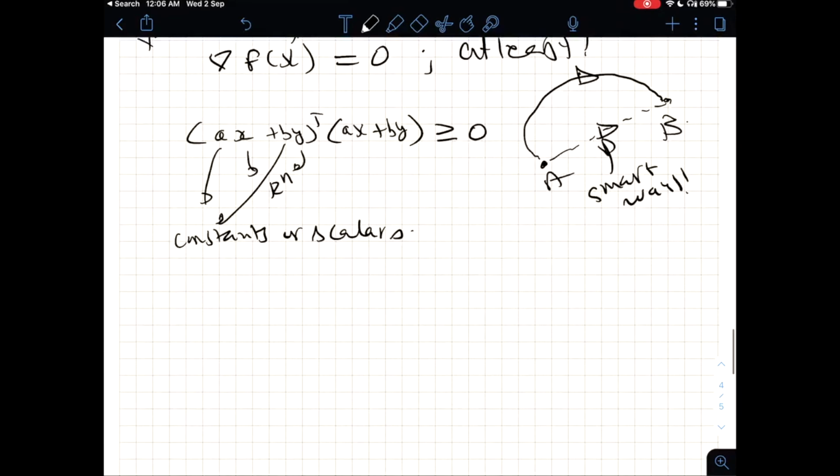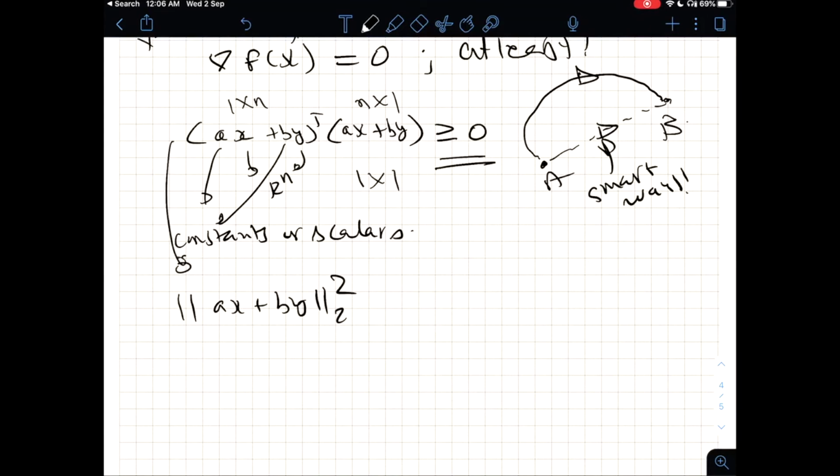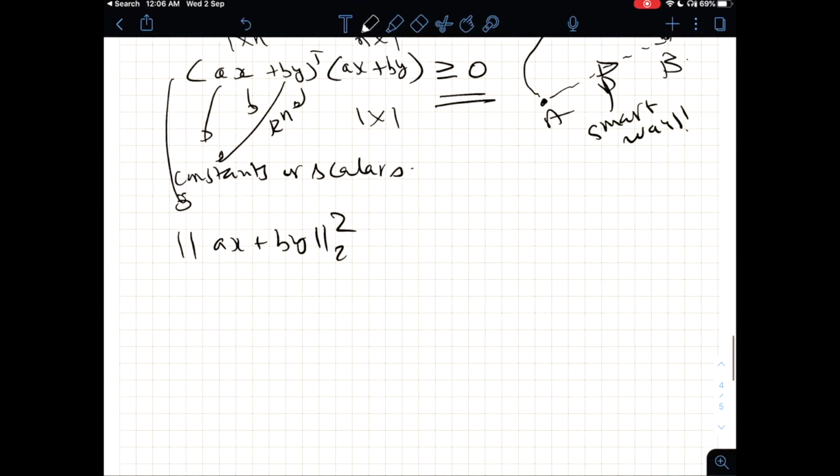Okay. So this is basically what x is: a vector in Rn, multiply it by a, it still becomes a vector in Rn. Similarly, by is a vector in Rn. So when you add it, it's a vector in Rn. So you take its transpose, so it is 1 cross n. This is n cross 1, and the product is therefore going to be 1 cross 1. And this is nothing but the square of the Euclidean distance of ax plus by. This is essentially the square of that. And so its square of the distance is always a non-negative quantity. So this is all I have sort of said here.